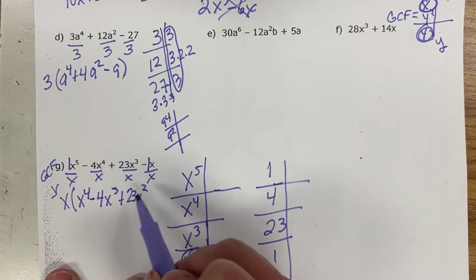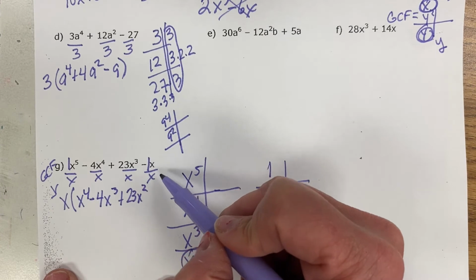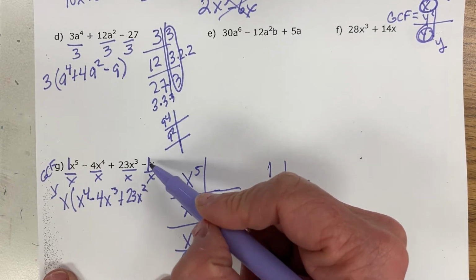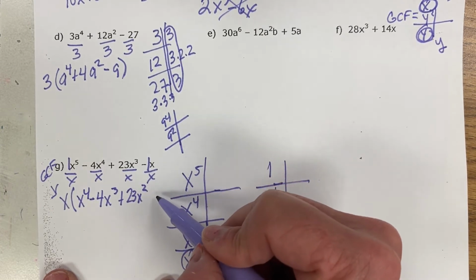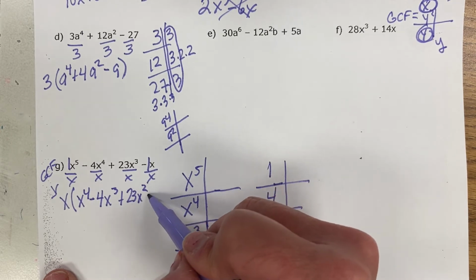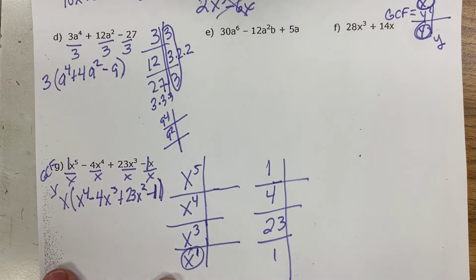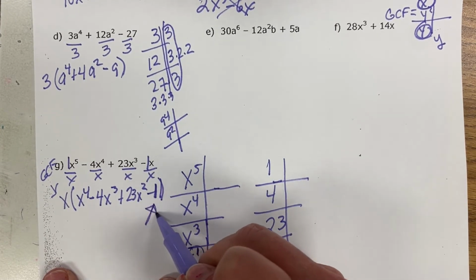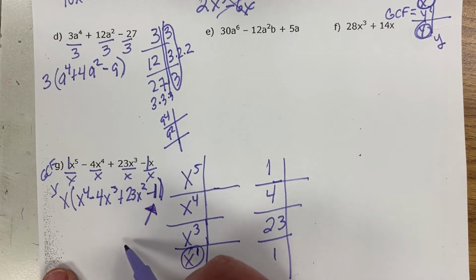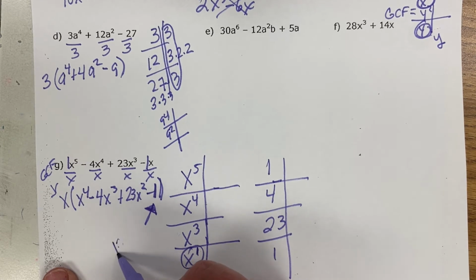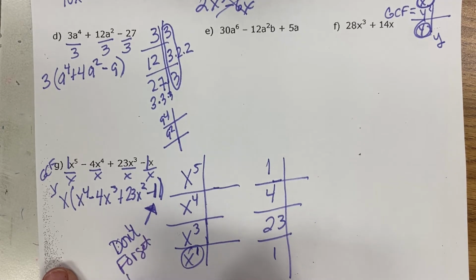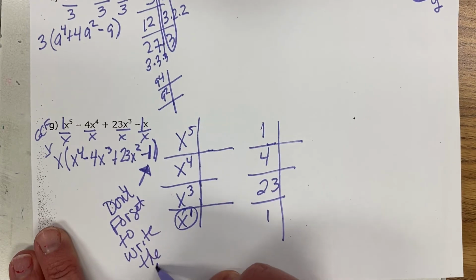23x squared. And this right here is probably going to be the most missed question, because negative x divided by x is negative 1. So I have to put a number there. If I don't put something there, then that's a 0. So make sure that you write that negative 1 right there. So don't forget to write the constant.